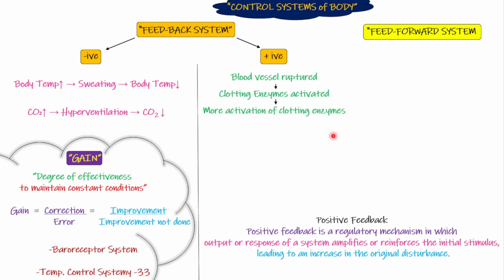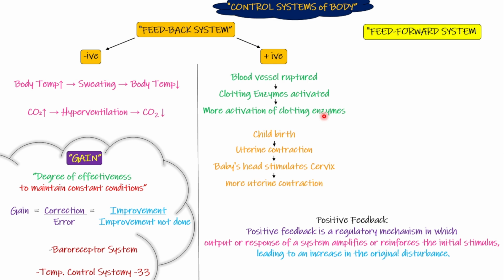Now it looks like a bad thing, things going in one direction and not maintaining a balance, but positive feedbacks are also a part of some bigger negative feedback. How exactly is this? When the blood vessel is ruptured, basically we want to maintain the balance by stopping the bleeding. So this positive feedback is stopping the bleeding, and stoppage of bleeding itself is maintaining balance.